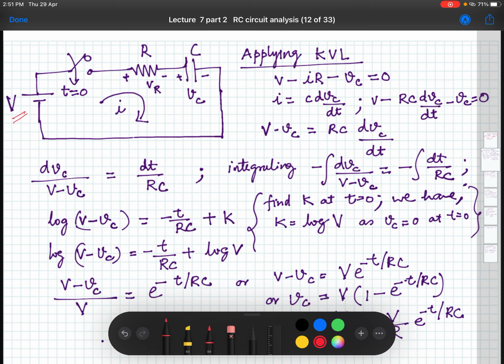So KVL for this circuit is, if you see at time t equal to 0, V is connected, I R is the voltage across the resistor, and Vc is the amount of capacitor voltage, and that should be equal to 0. So this is the KVL equation for this particular circuit. And now I can put the value of I as C dVc by dt. This we have seen why it will be so. And when you put this in the circuit, you get this as your equation, V minus RC dVc by dt.